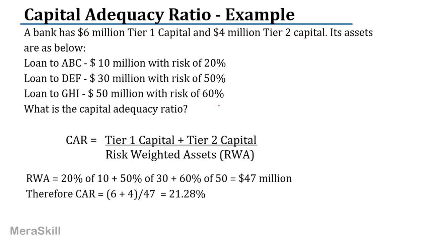21.28% is the correct answer. Is it correct? Risk-weighted is 20% of 10, 50% of 30 and 60% of 15. I hope 47 is correct. Correct?